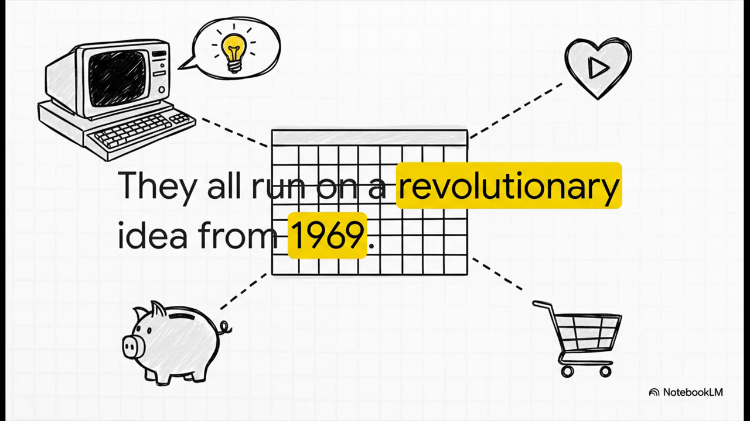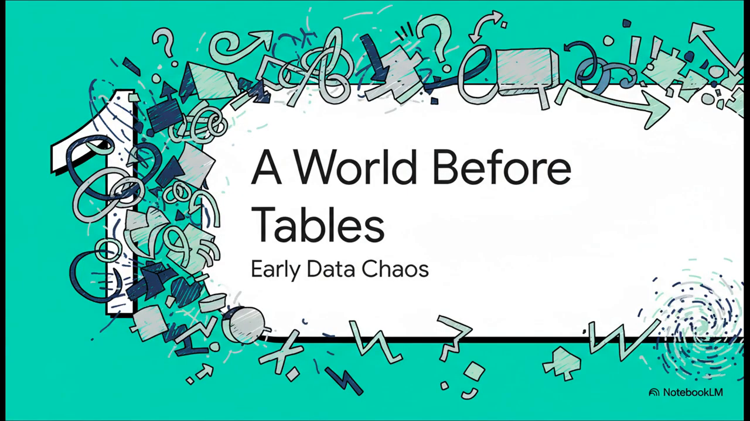It's this way of organizing data that was first dreamed up by a computer scientist at IBM, and it's turned out to be one of the most important ideas in the history of computers, period. But to really get why this was such a game changer, you have to understand the world it replaced. Because before the relational model, trying to manage data was, to put it lightly, a complete and total nightmare.